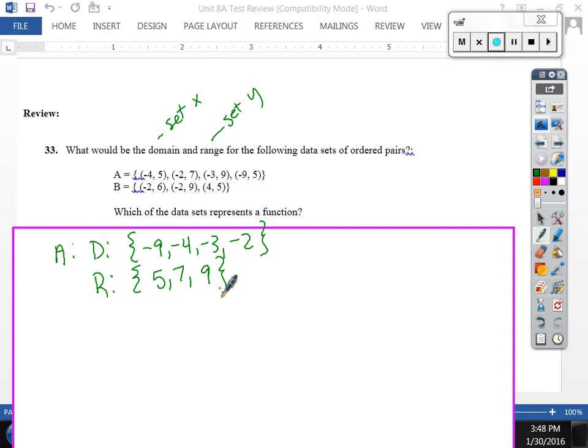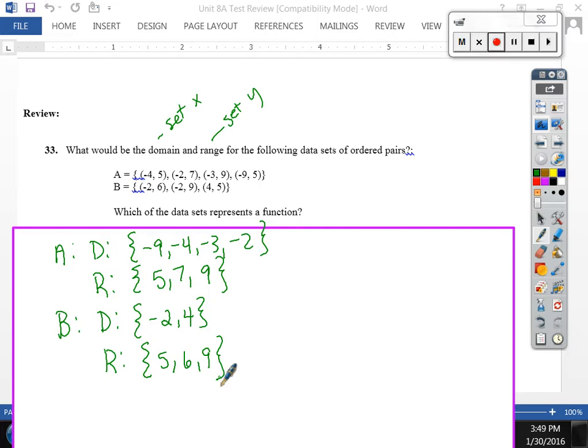All right, even though 5 appears twice, I don't put that in the range twice. The domain for B is -2 and 4. Again, I don't list the -2 twice. And the range is 5, 6, and 9.